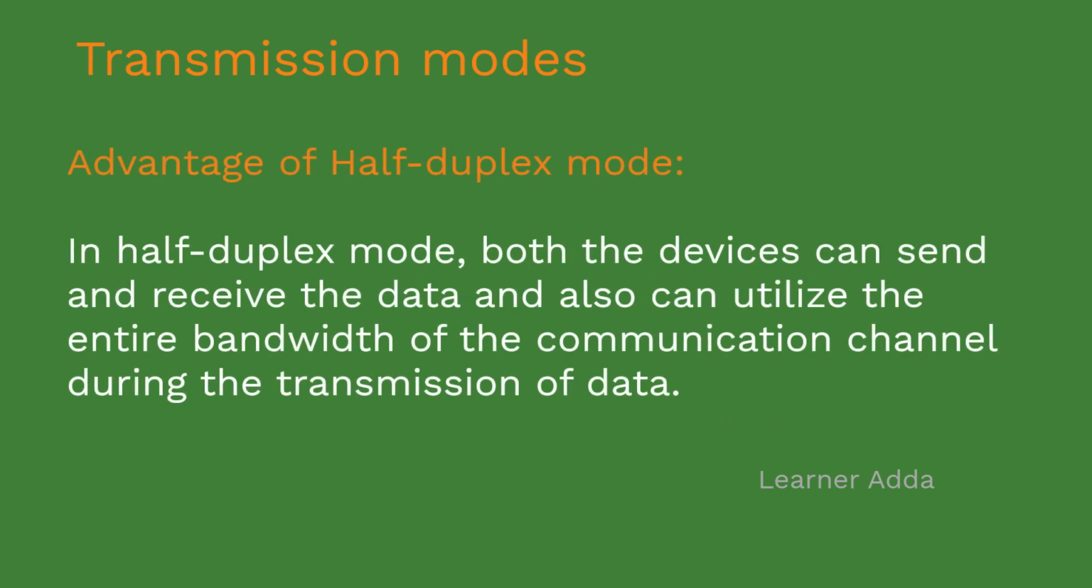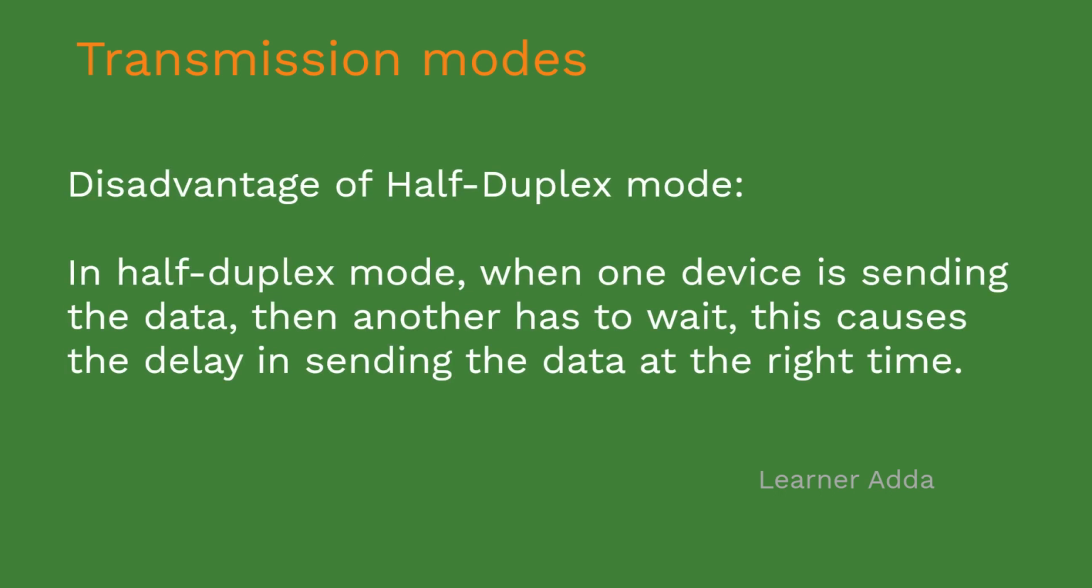Advantage of half-duplex mode. In half-duplex mode, both the devices can send and receive the data and also can utilize the entire bandwidth of the communication channel during the transmission of data. Disadvantage of half-duplex mode. In half-duplex mode, when one device is sending the data, then another has to wait. This causes the delay in sending the data at the right time.